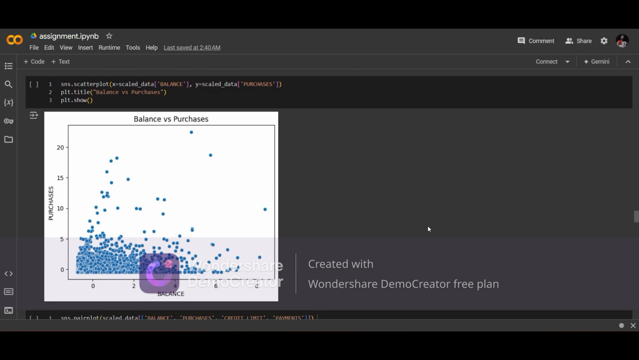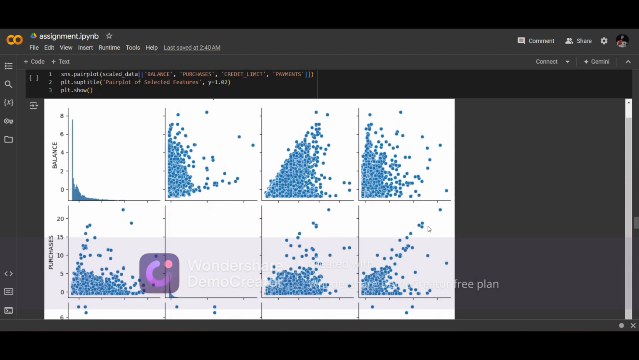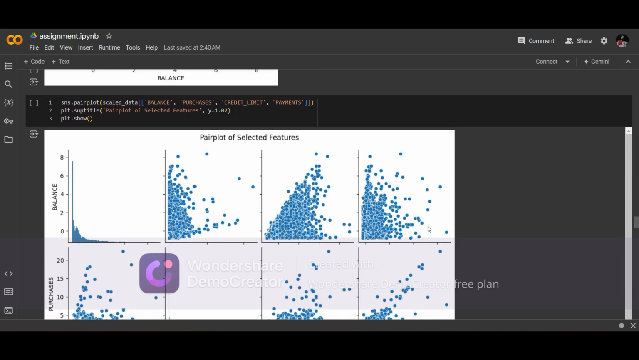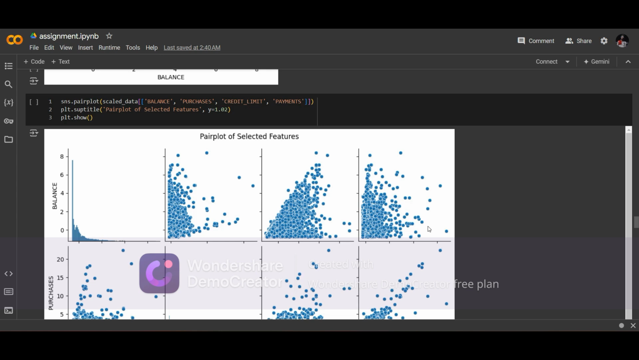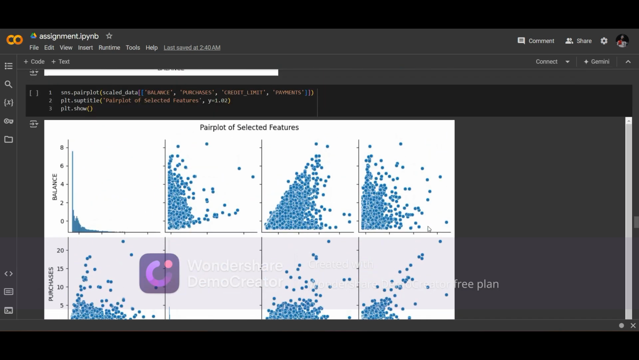and this is the balance versus purchase scatter plot, and this is a pair plot which shows something like a heat map. It also correlates each feature, and here we can see balance with balance shown by the histogram, and the other features, such as balance with purchase and the other features they are related with, are shown in the relation of scatter plots.